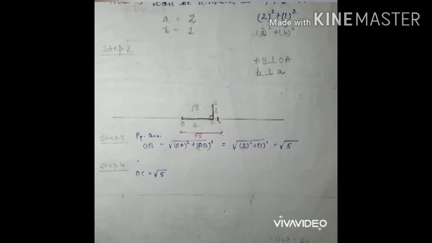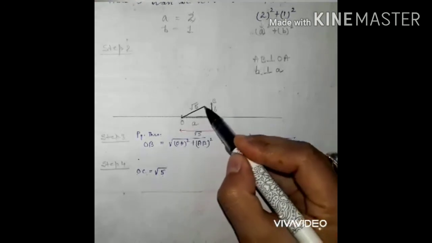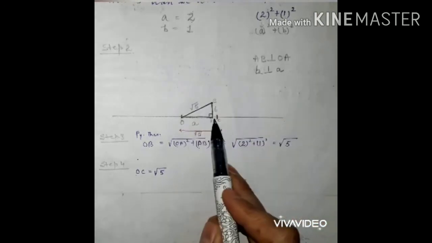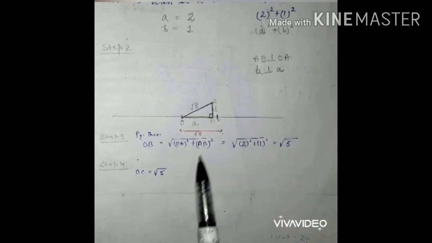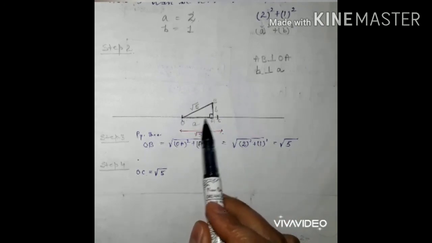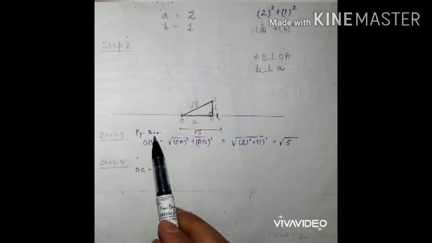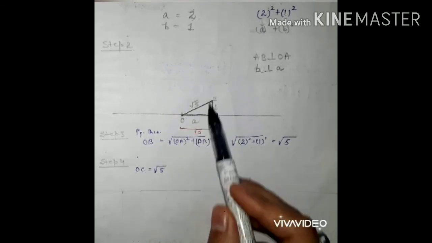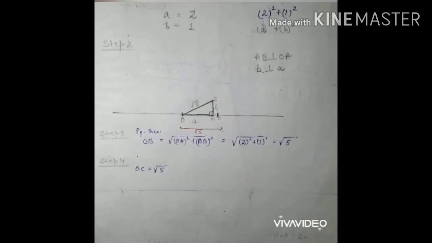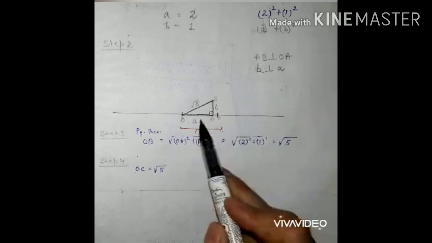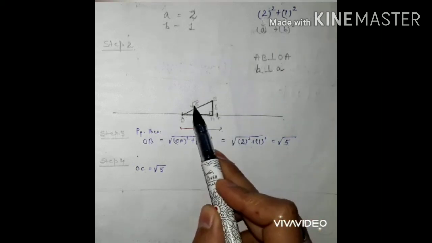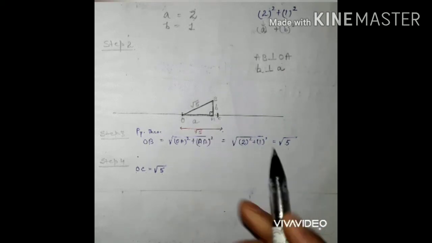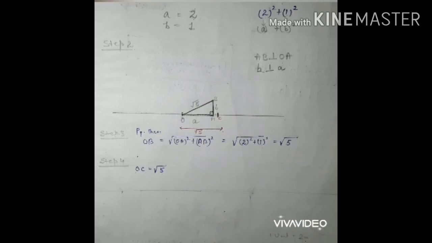Now in the third step, this is a triangle OAB, a right triangle, with sides 2 and 1. So we will use the Pythagoras theorem. OB is the hypotenuse. So OB will be the square root of OA square plus AB square. That means 2 square plus 1 square is equal to root 5. That means OB has the length root 5.